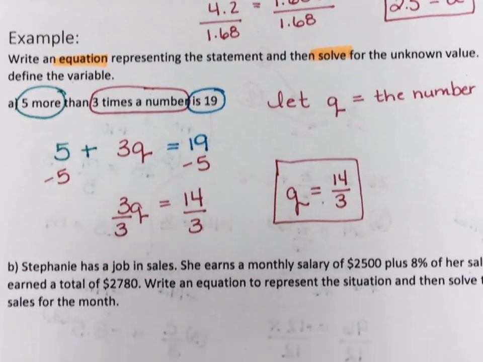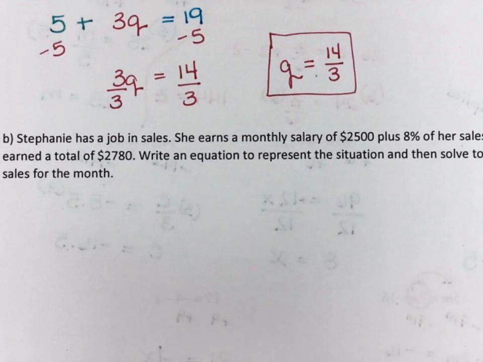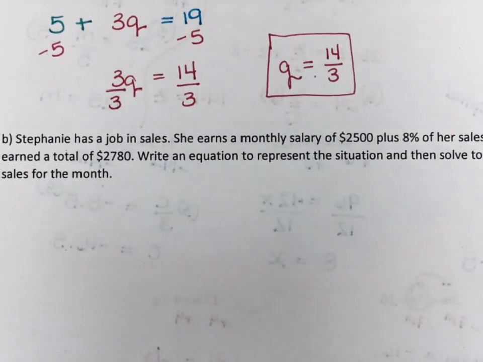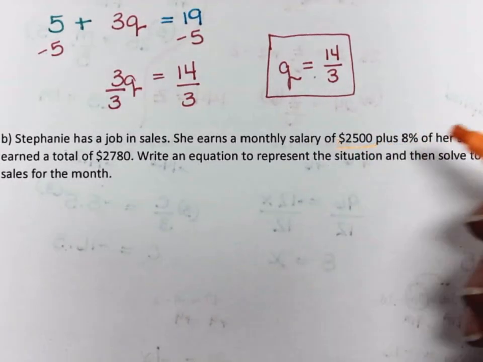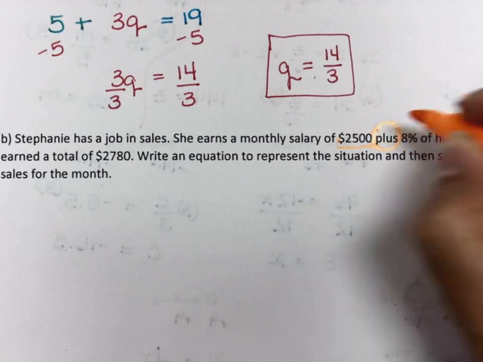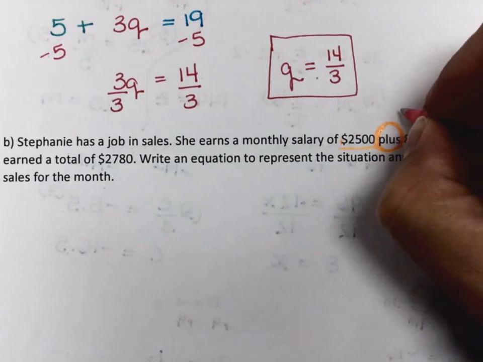Okay, now we have more words in this last example. Stephanie has a job in sales. She earns a monthly salary of $2,500. Okay. So $2,500. And then we have this word here, plus. What do you think that means mathematically speaking? Addition.